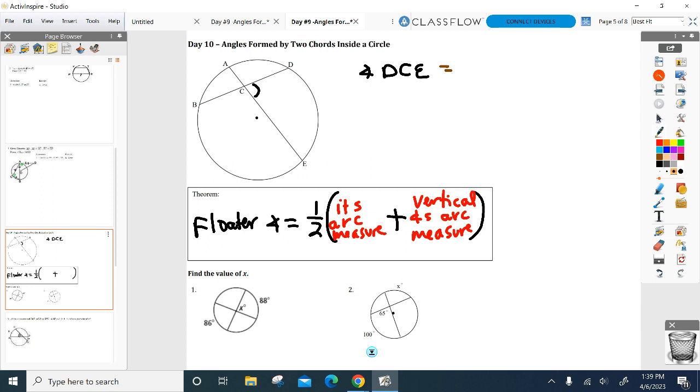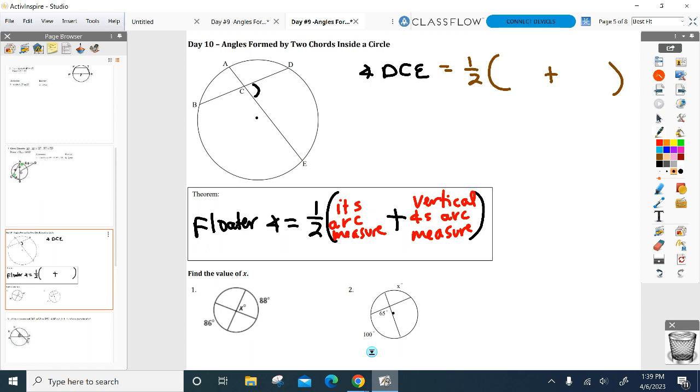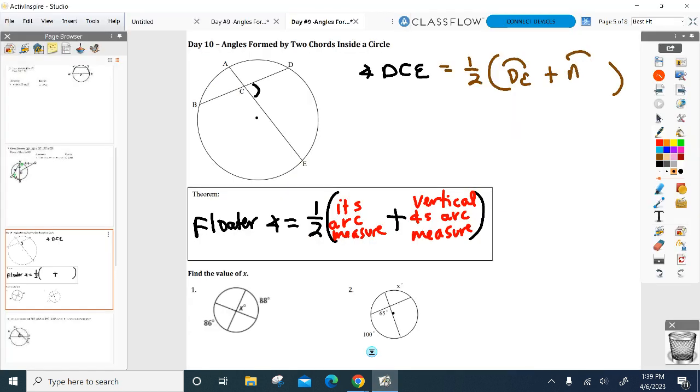All right, can you go back to DCE? Don't go ahead of me here. Can you find the 2 arcs I would add together before I take one half here? So DCE, what arc belongs to DCE here? Let's go 6. DE, so I would take arc DE. And add it to, now look at its vertical angle and name the arc that belongs to its vertical angle. 15, AB. Sorry, for some reason I thought that was Brody. I got you on the next one though, don't worry. Everyone good? Floater angles, we're all good?